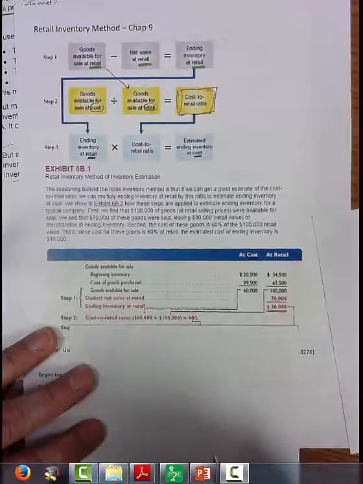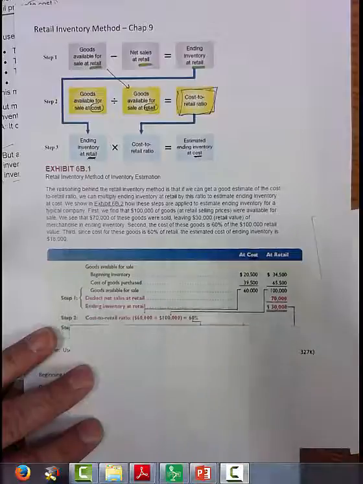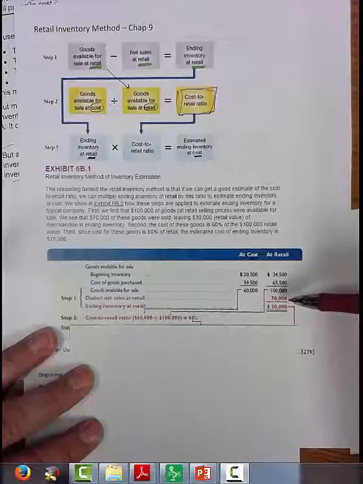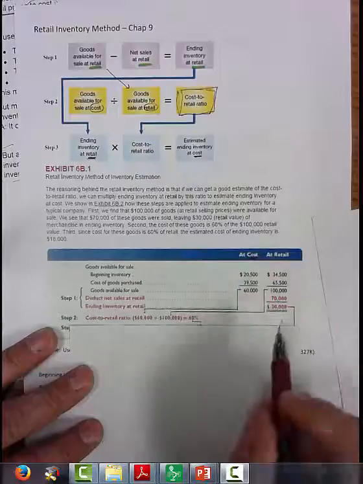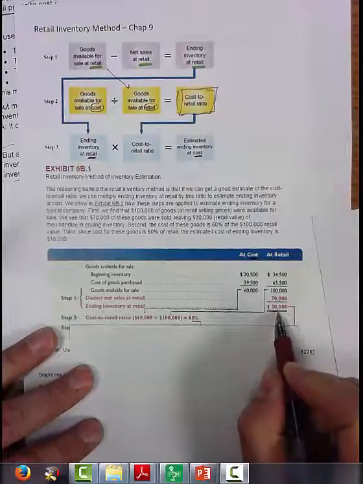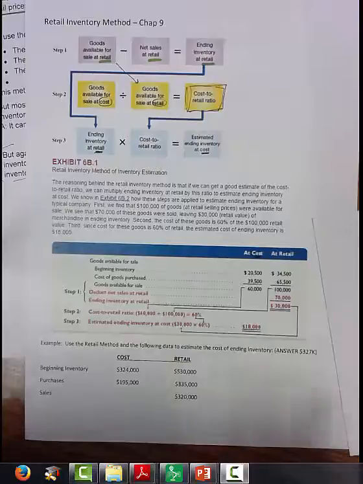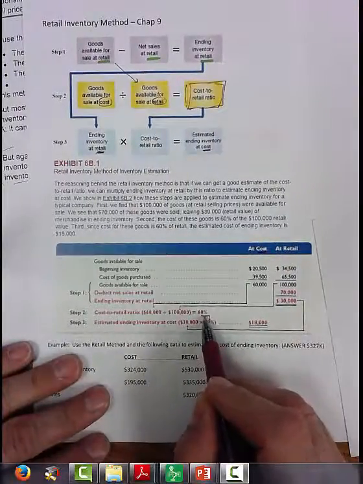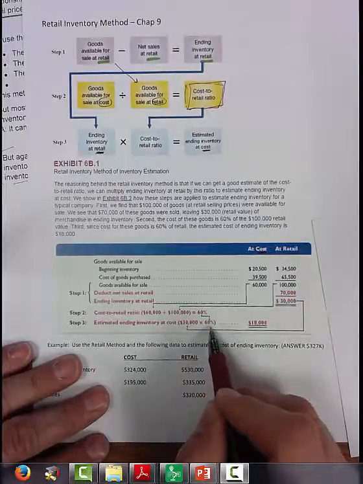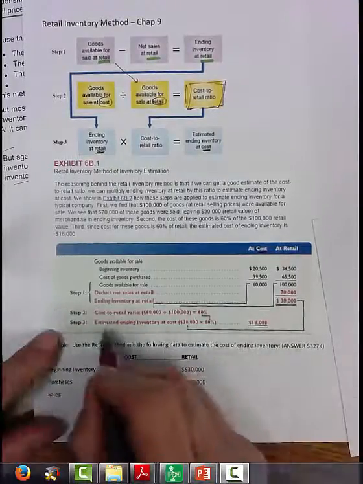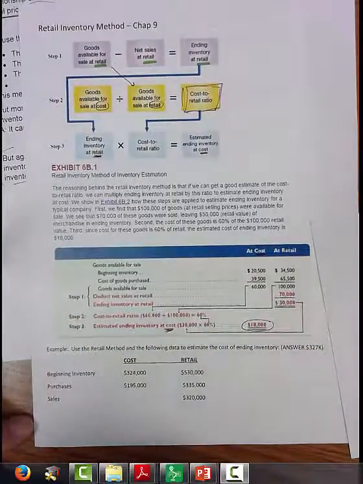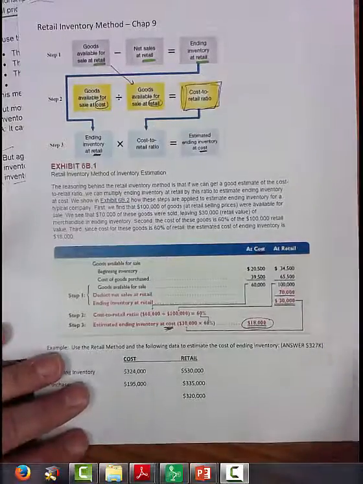Well, what do we utilize that for? I told you that the third thing that we need to keep track of is net sales at retail. If we subtract that from goods available for sale at retail, we're going to get ending inventory at retail, which we would then take times this cost to retail ratio that we calculated above, and we would get the estimated ending inventory at cost. Does that make sense? Let's do another example.